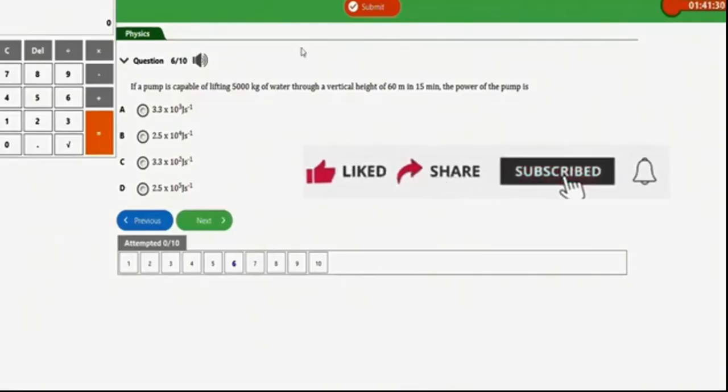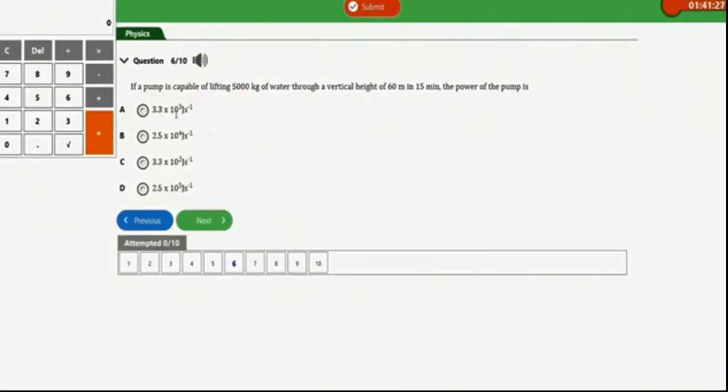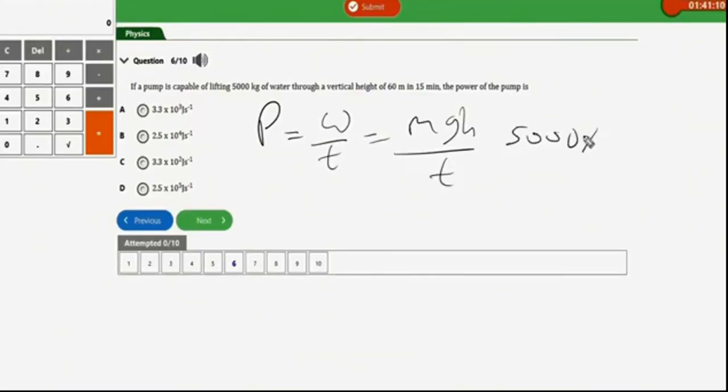I think we have solved this question before. We got 3.3 times 10 to the power 3 joule per second. But let's solve it again, as it is one of the ways of mastering it. So power is work over time, which is mgh over time. In this question, we have the mass to be 5,000, times acceleration due to gravity 10, times height 60, over 15 times 60. Remember, we converted this 15 minutes to seconds. That's why we have 15 times 60. This will cancel this.